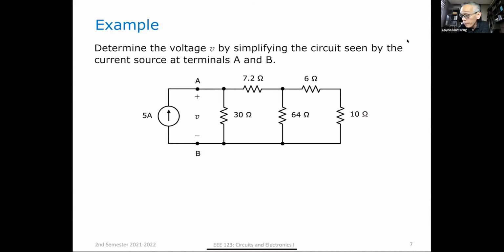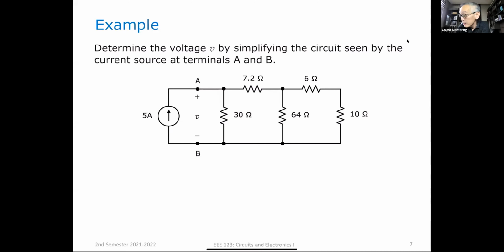So with respect to terminals AB, I want to reduce this. Okay, I start farthest from AB and work my way toward AB. That's how I have to do it. So remember, I have to preserve terminals A and B. So I will start farthest from AB and work toward AB. So what do you first see? Ano yung una mo nakikita?